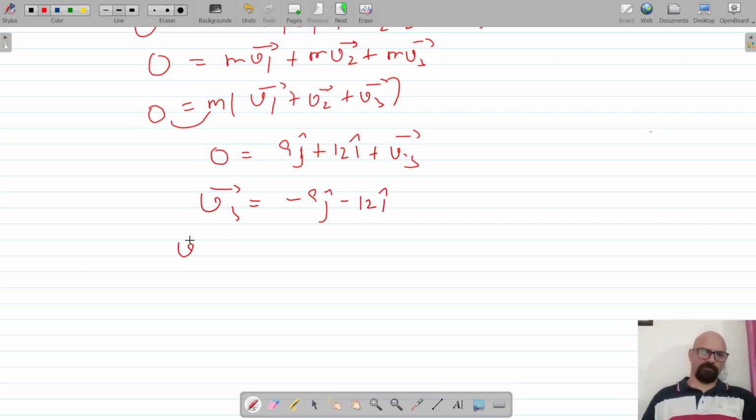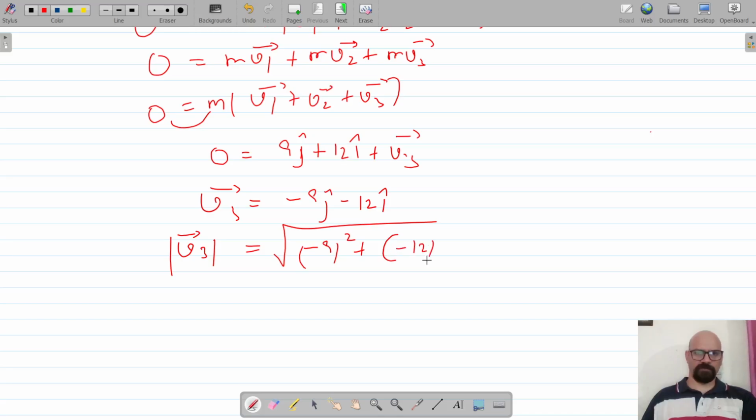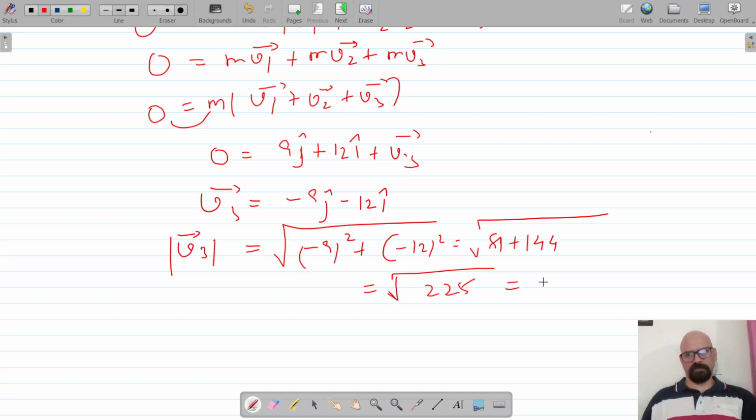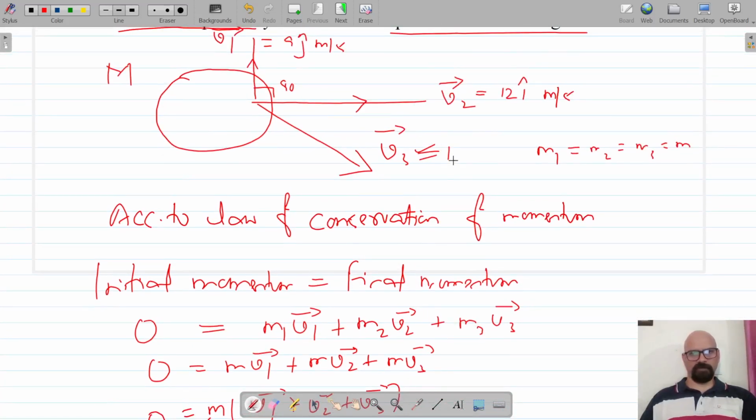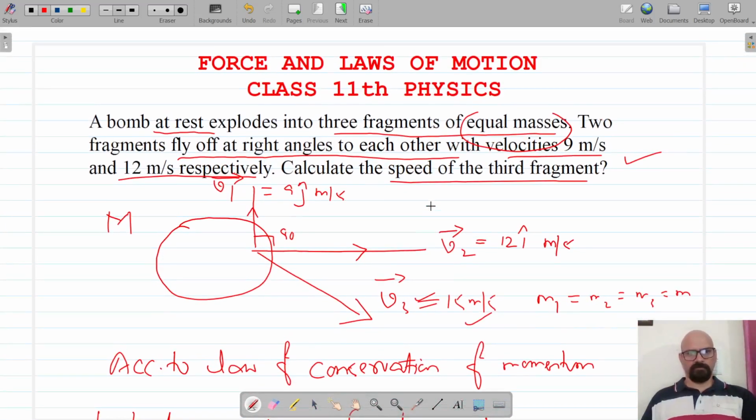But we have to find the magnitude. So let's calculate the magnitude. That should be the square root of the sum of the squares of the scalar components. 9 square is 81 plus 12 square is 144, which gives me the square root of 225. That should be equal to 15 meter per second. So the velocity with which the third fragment will fly off is 15 meter per second. Okay, so thank you for watching.